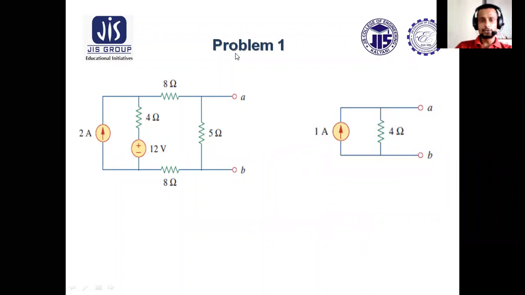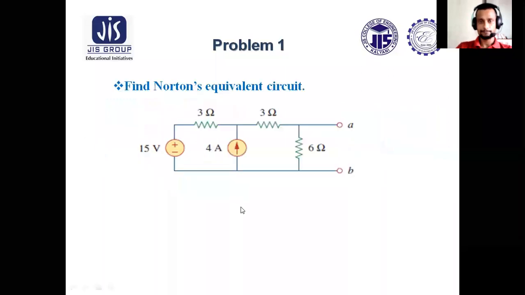So this given circuit can be replaced by Norton's equivalent circuit comprising ISC, that is 1 ampere, with parallel resistance of 4 ohm. So this is Norton's equivalent circuit. So this is how you can solve problems using Norton's equivalent circuit. Now let us solve this one.